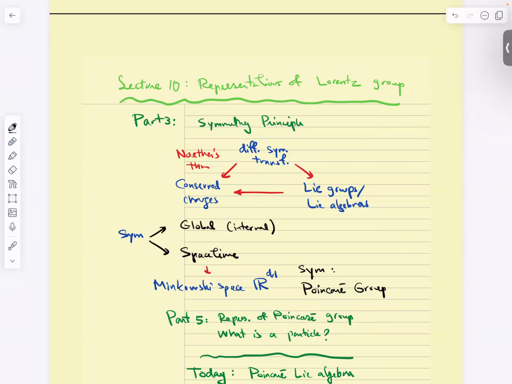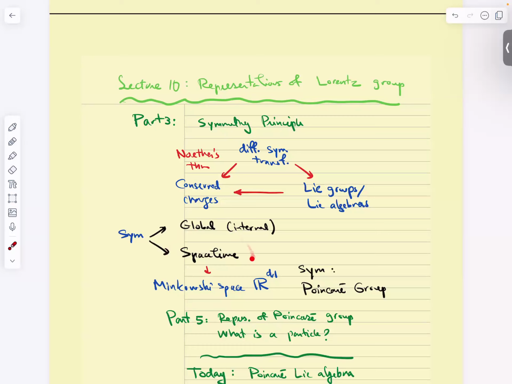So to summarize, in part 3, what we talked about was the symmetry principle, right? We had this triangle: differentiable symmetry transformations, Lie groups and Lie algebra representations, and conserved charges, and we saw all those relations. All of this was for internal transformations, where your transformations had no space-time labels. When we're talking about this UN, it acts at every point in space-time. The UN elements do not carry a space-time label, okay? I'm not teaching gauge theory, so I will not comment any further.